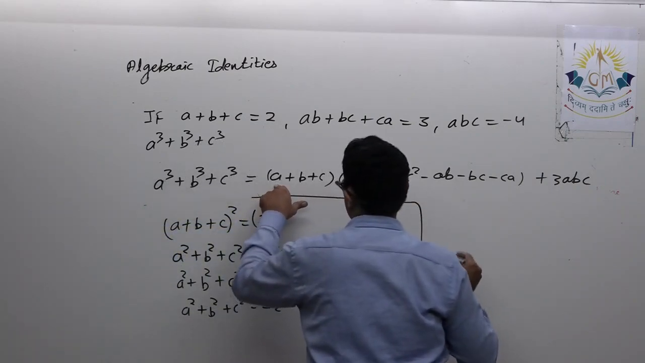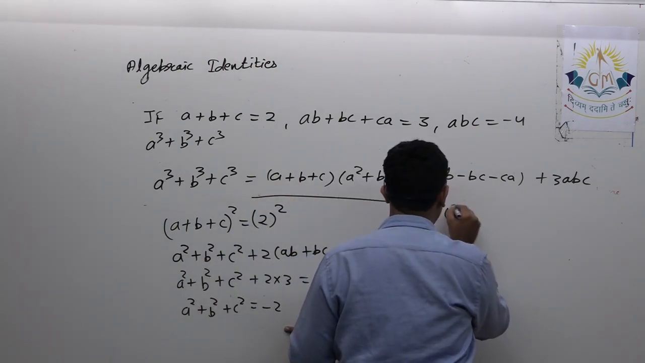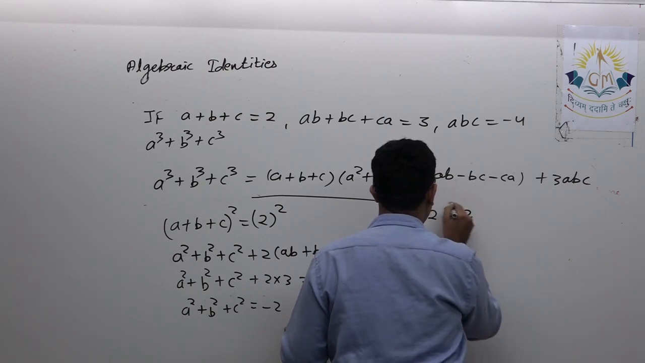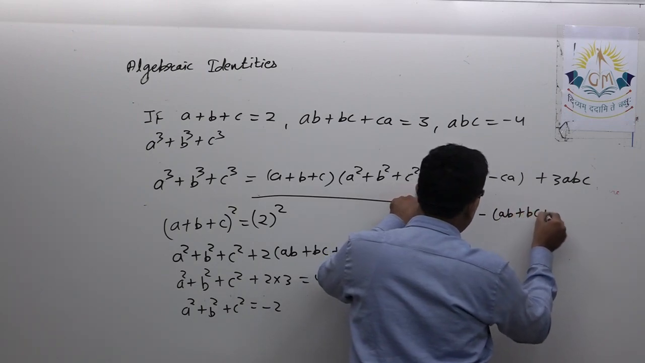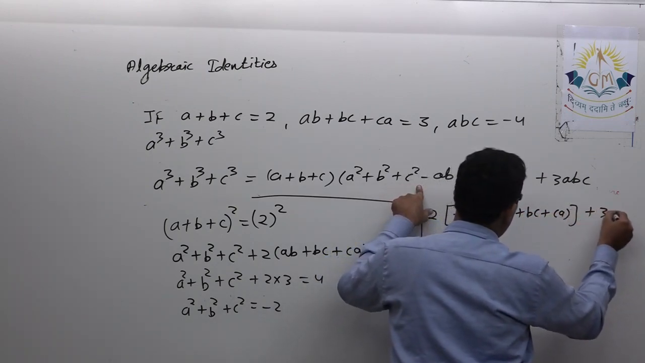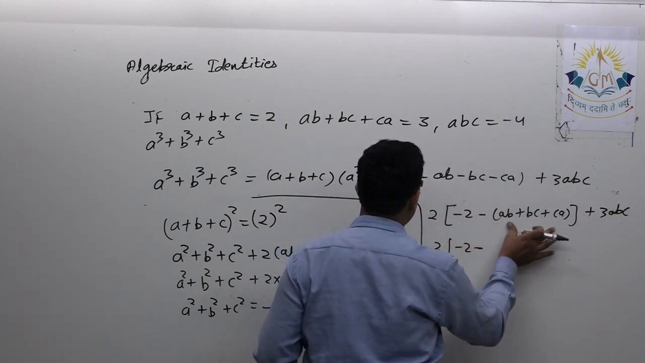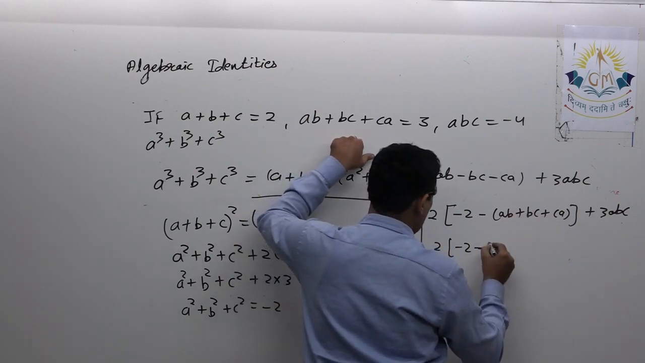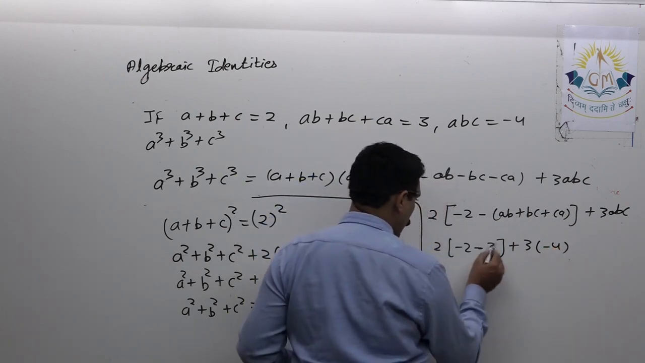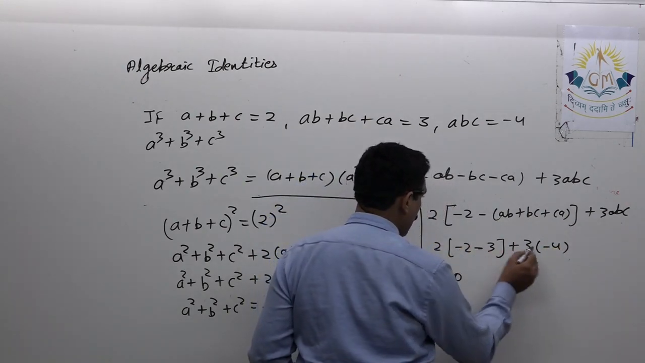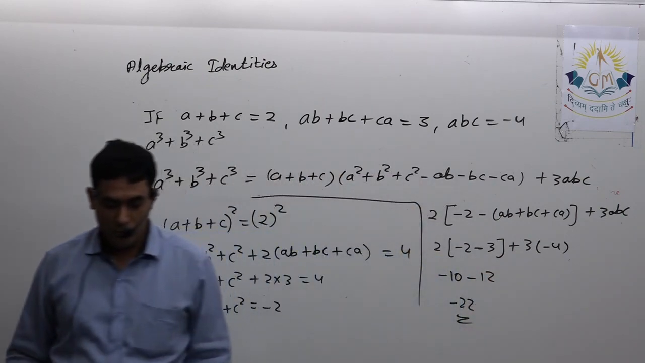Now A plus B plus C was 2. A square plus B square plus C square is minus 2. From here, if I take minus sign common, I will get AB plus BC plus CA plus 3ABC. Okay, so here 2 minus 2 minus. Now AB plus BC plus CA is 3, minus 3 plus 3 into ABC is minus 4. So here minus 5 into 2, minus 10 minus 12, minus 22 will be the final answer. So note it down.